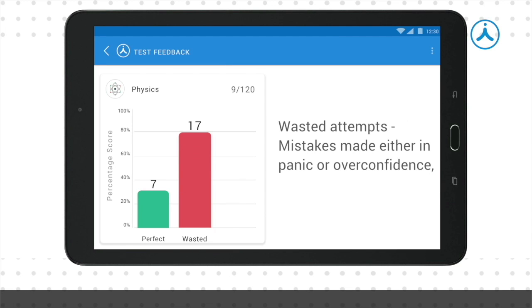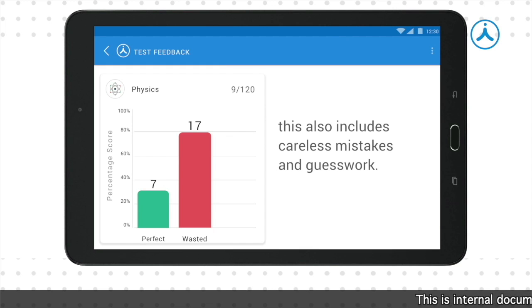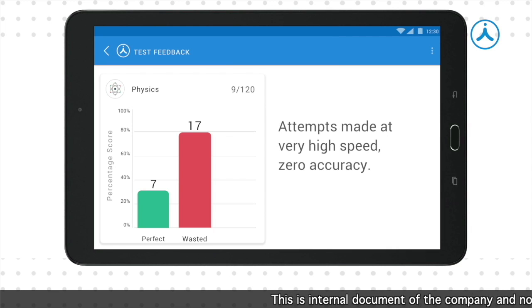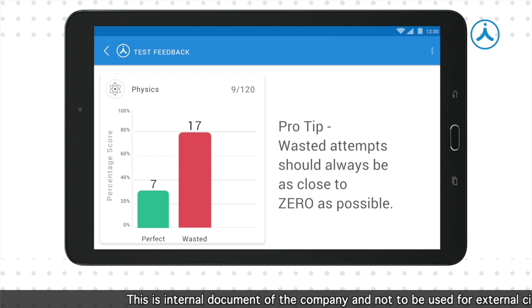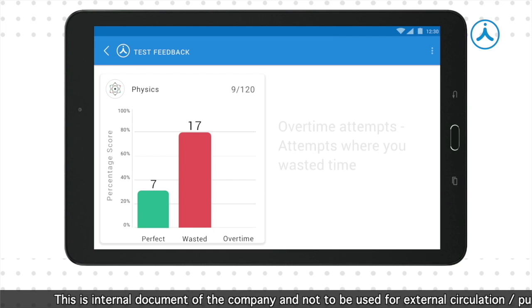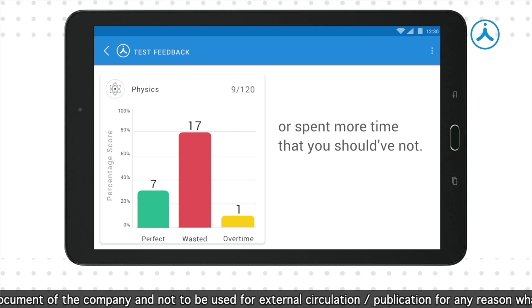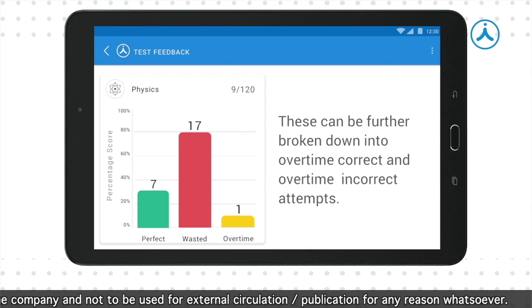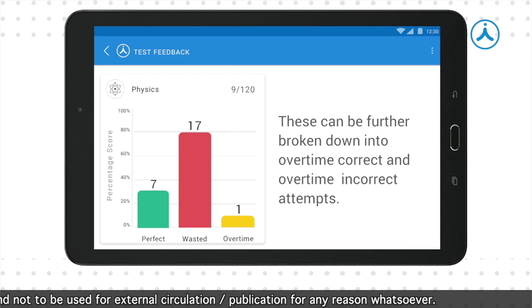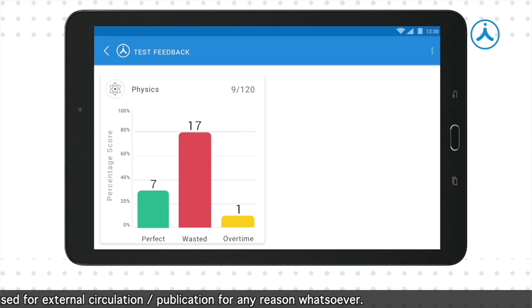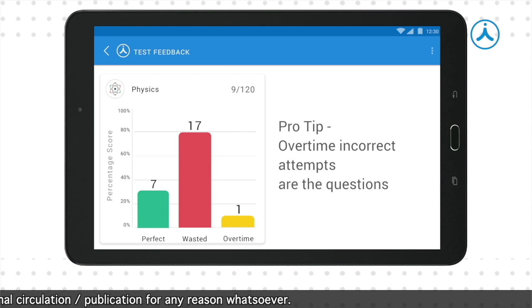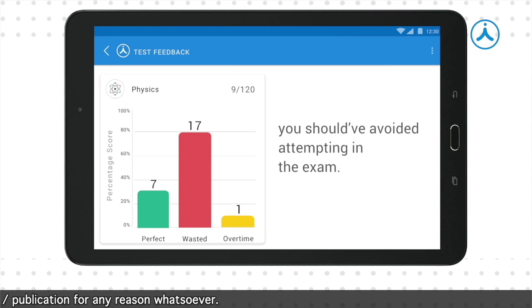Wasted attempts: mistakes made either in panic or overconfidence. This also includes careless mistakes and guesswork. Attempts made at very high speed, zero accuracy. Wasted attempts should always be as close to 0 as possible. Overtime attempts: attempts where you wasted time and spent more time than you should have. These can be further broken down into overtime correct and overtime incorrect attempts. Overtime incorrect attempts are the questions you should have avoided attempting in the exam.